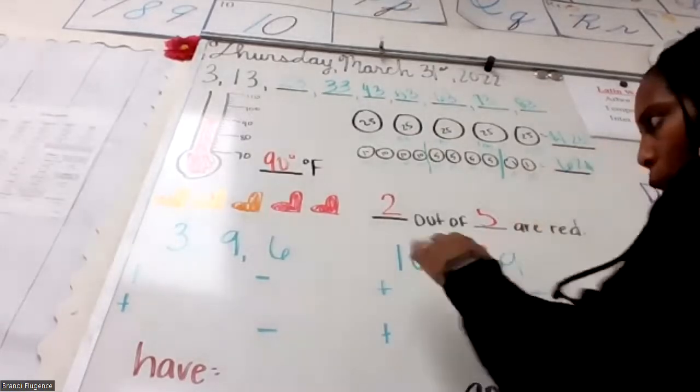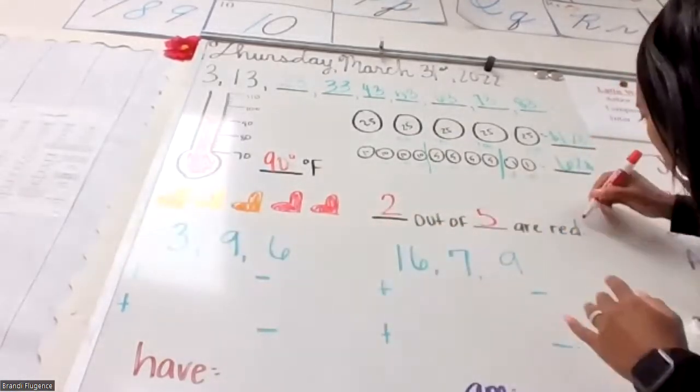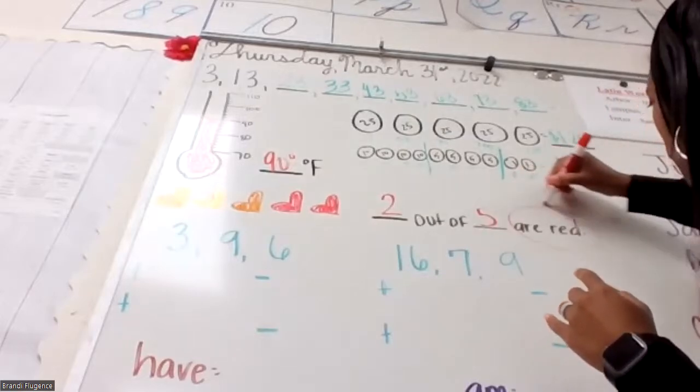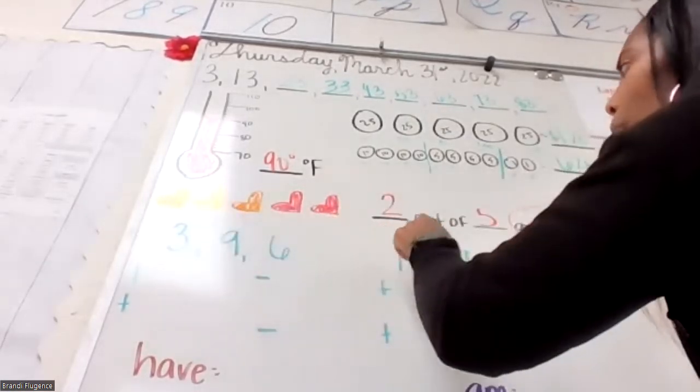Okay, that's my fractional part. Only 2 of my hearts out of the 5 total are red. Always pay attention to what it's asking you to identify. And in this case, it was how many are red. So you look and you say there are 2 out of.